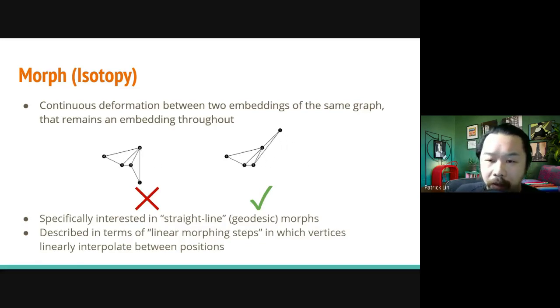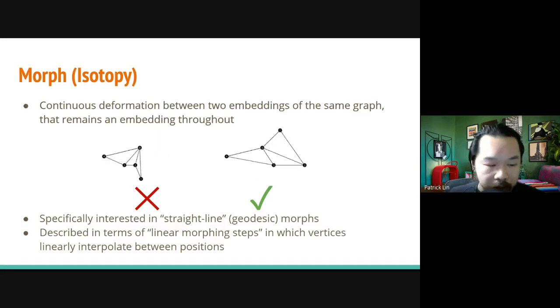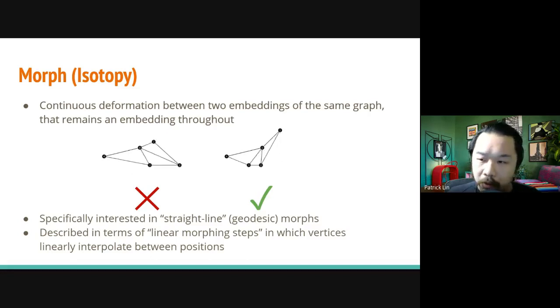And in fact, the animation that you see on the right here is a morph that's described in terms of two linear morphing steps. In the first step, 2 and 3 move. In the second step, 1 moves. So really, this is so that we can write down combinatorially some kind of morph in some compact way, and that's what we're going to be computing.